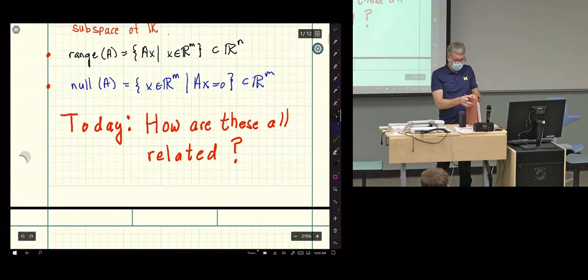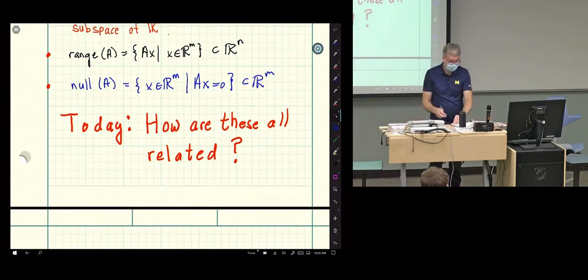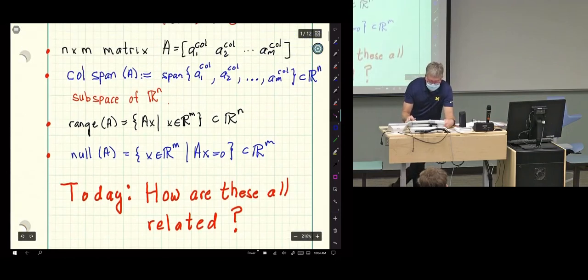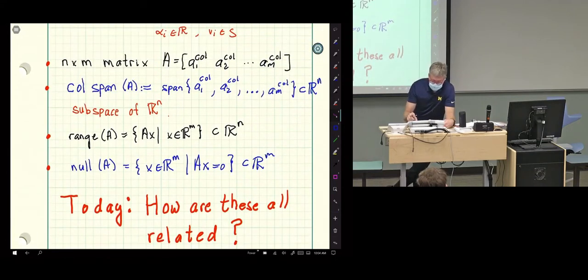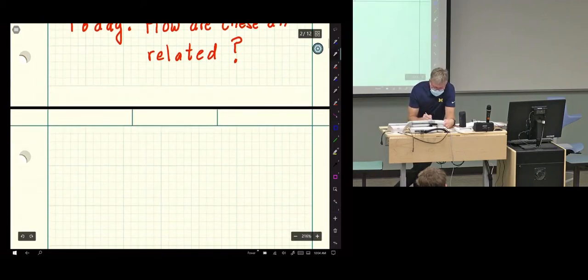Okay, so I actually had notes. So let's prove that the range of A is equal to the column span of A. So why do we suspect that is true? So what are the facts we have lying around?